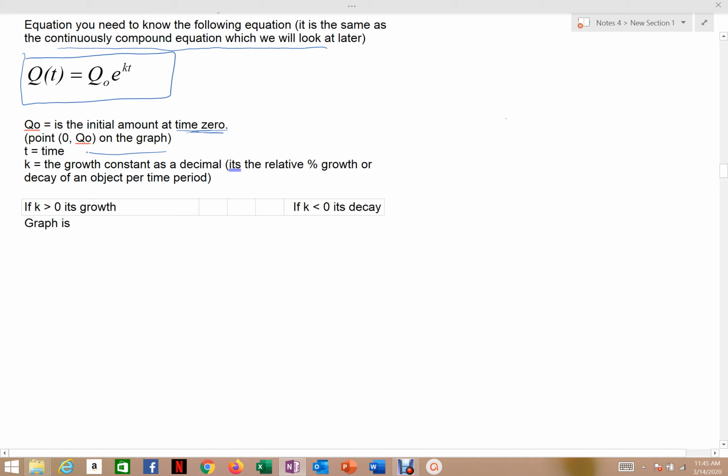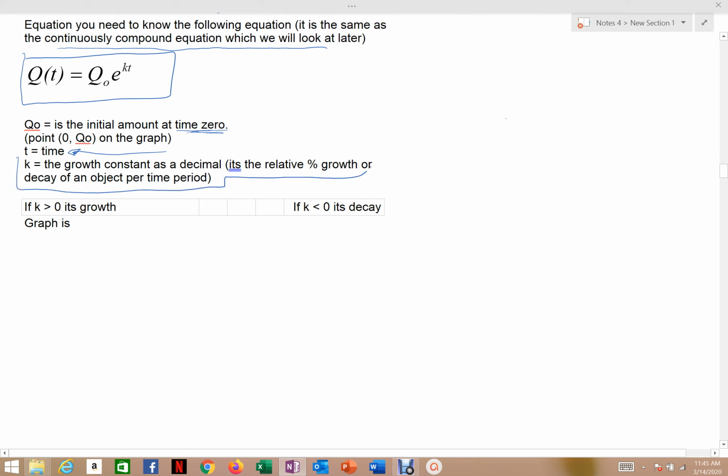Then t is always time. Time is when is it growing, over what period? So it's growing hourly, over days, and that would be our time period. And it should be consistent. It increases by 50% every day, or it decreases by 2% every hour. So again, it's the percent at which it grows or declines over a given time period.